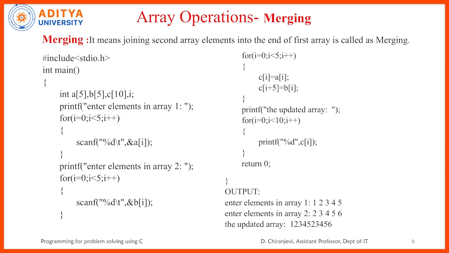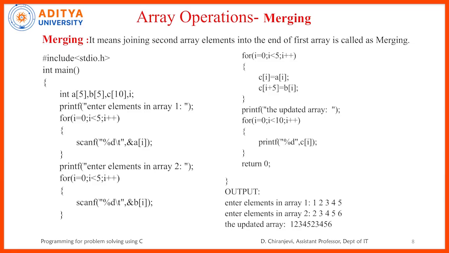Now merging means joining the second array elements into the end of the first array. So we will be having two arrays, the first array and the second array. We need to take two arrays. Now this merging will result in a third array. When we are merging, the second array elements will be joined to the end of the first array. So here we need to declare three arrays.